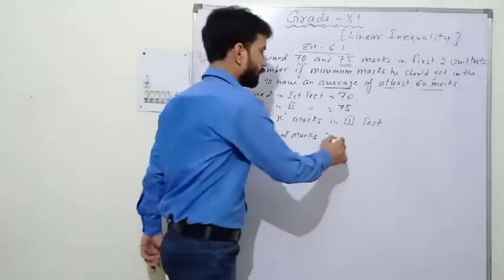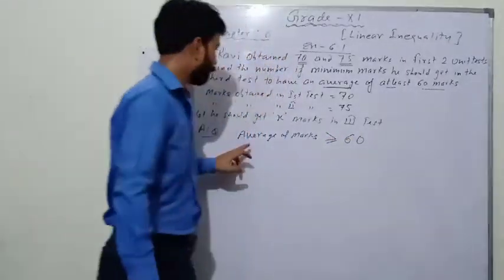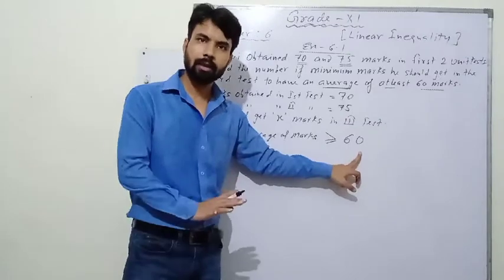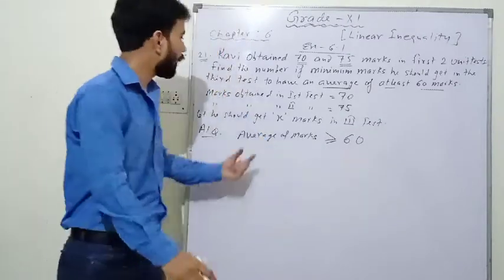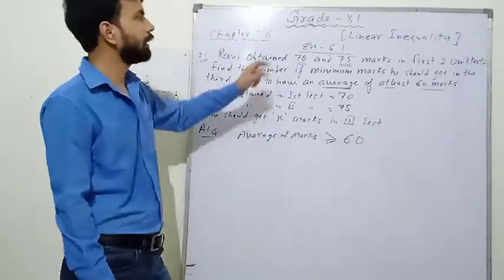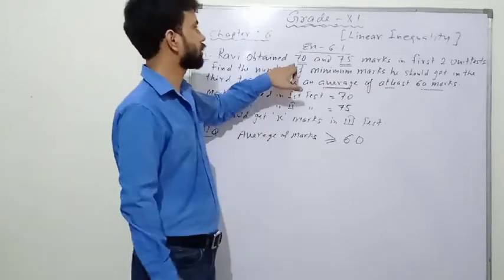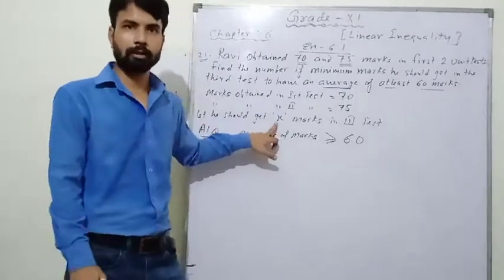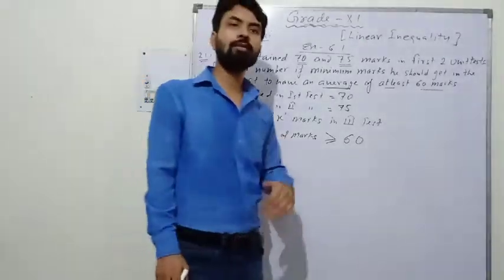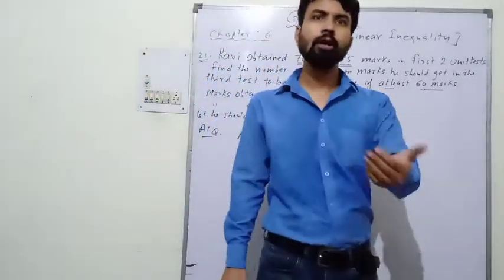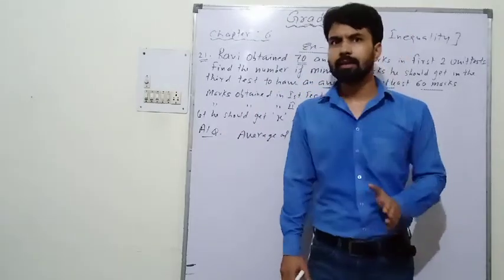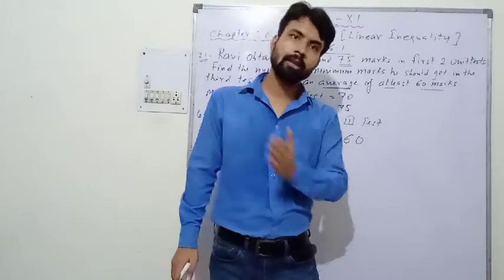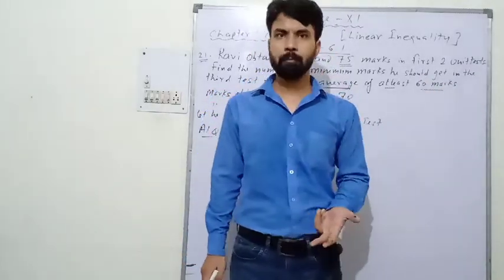Understood? So this is the average of marks should be greater than equals to 60. Hope it is clear? Good. Now average of marks. There are 3 tests. In first test he got 70, in second test he got 75, and in third test he got X marks. So how can we find the average of these 3 tests? We all know that if there are 3 tests, we will add the marks of all 3 tests and divide it by 3.